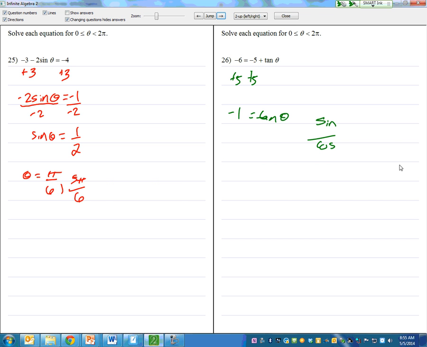Okay, so that means theta is going to equal 3 pi fourths and 7 pi fourths. And those are my two solutions.